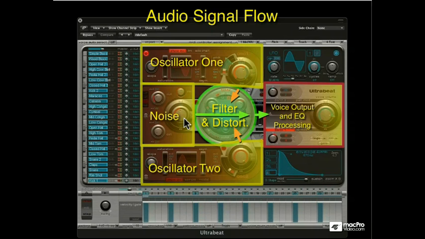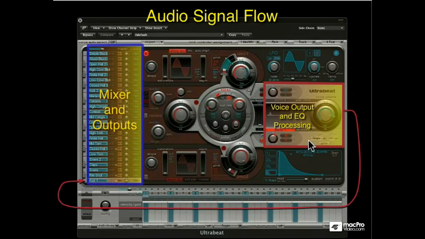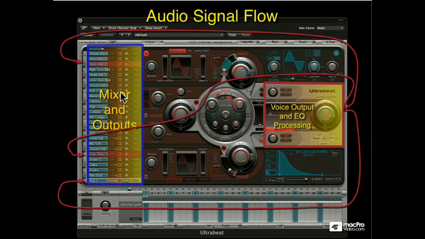Remember that the output and EQ section works the same way. It adjusts the output and EQ for an individual voice. Then those voices, one by one, come back into the mixer and output section, where you can set their final levels and their pans and their outputs. Every voice has its own little channel strip. Essentially, the mixer and output section is the true output section of Ultrabeat, where all those independent voices finally come together.